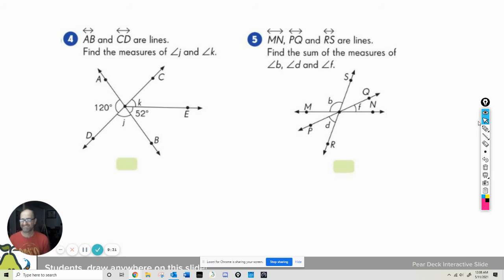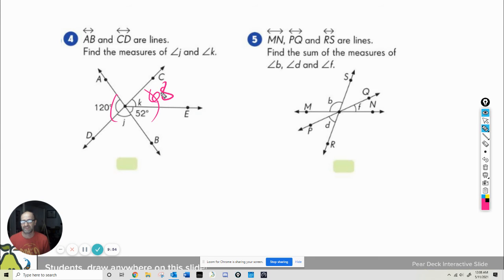Pause me. I'm going to start in about 5 seconds. Find the measures of J and K. CD is a line. 120. Ready, set, go. Okay. If that's 120, this must be 120. 120 minus 52, 120 minus 50 is 70, minus 2 more means K is 68.